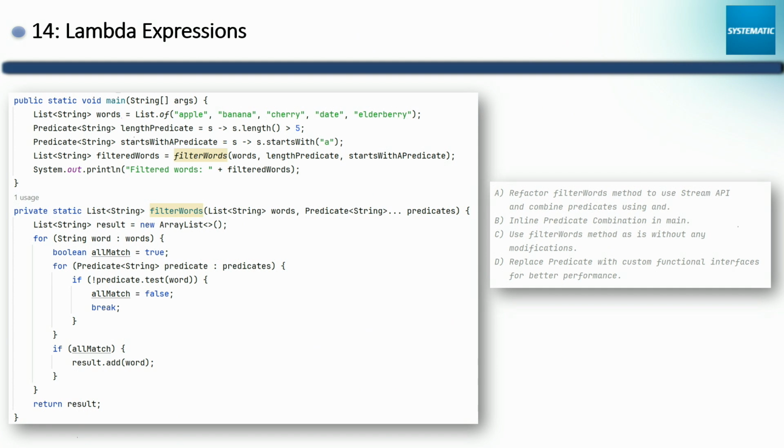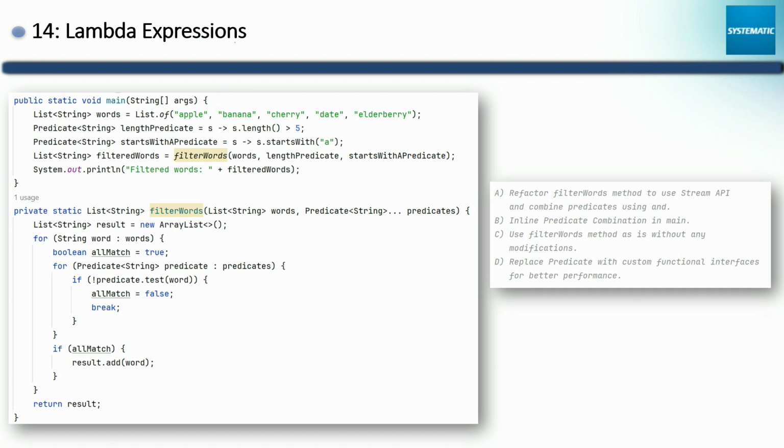It is using List.of with a couple of fruits. Afterwards, we apply the first predicate that will filter that list by requiring the length to be higher than 5.